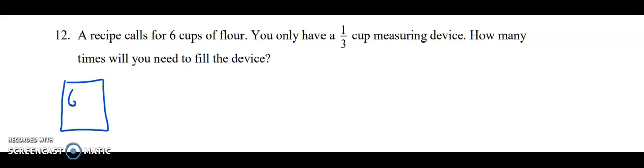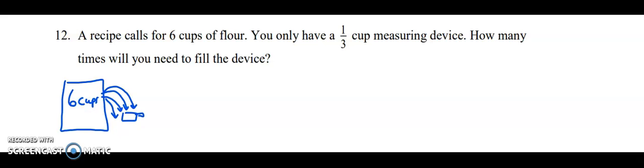Question number 12 is a little bit different. A recipe calls for 6 cups of flour. So that's what we need, 6 cups of flour. But you only have a 1/3 cup measuring device. How many times will you need to fill this device in order to get out the 6 cups? So we can see here through a diagram, very bad drawing, that we're not trying to determine what 1/3 of 6 is. We're trying to determine how many times we're going to fill up this cup.